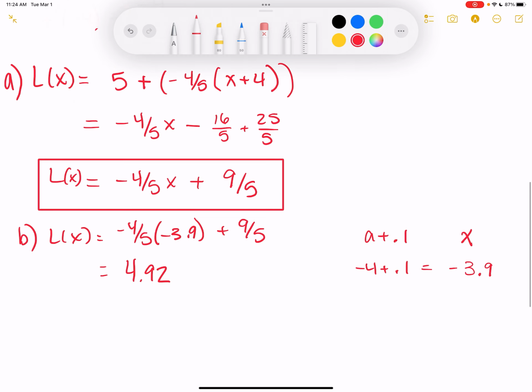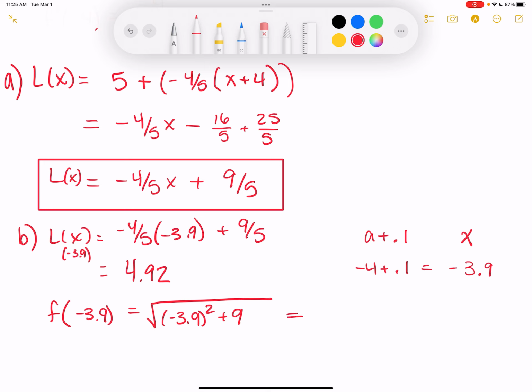Okay, so then we're also going to do f of this negative 3.9, because it wants us to compare the two things. So this is going to be the square root of negative 3.9 squared plus 9. And don't round this answer.